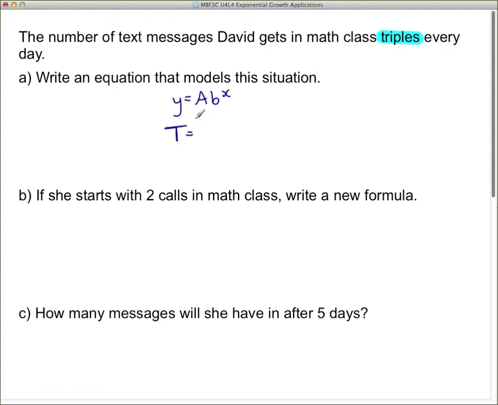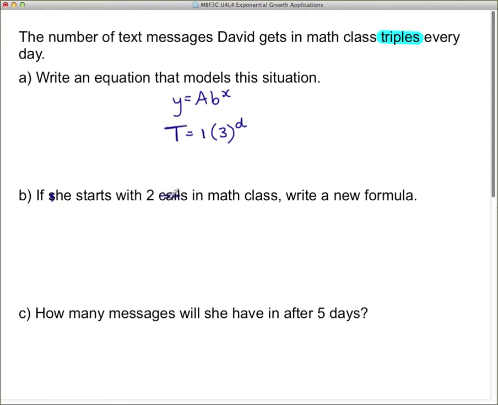Well, we don't know what it started at, so we're going to assume that it actually started at 1. So I'm going to put in a 1 for my A value. And since it triples, our B is 3. And it triples every day, so I'm going to put a D up here where the x is, as a stand-in for number of days.